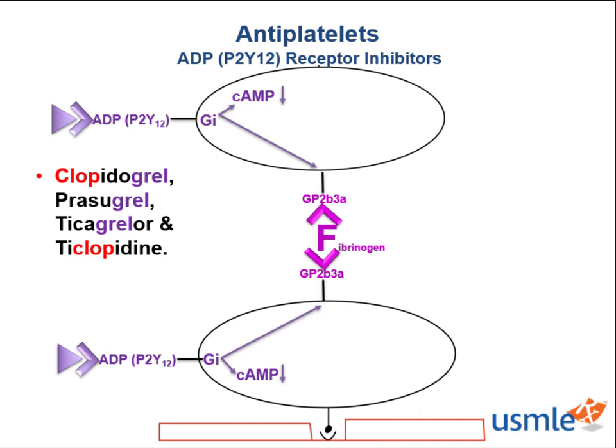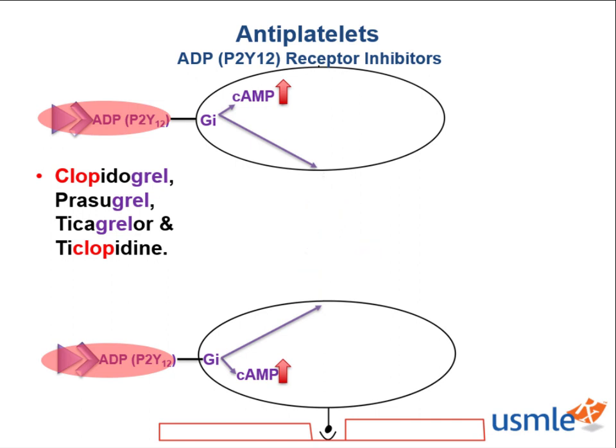Logically, it makes sense to inhibit the ADP or P2Y12 receptor, decreasing all downstream signaling. Ultimately, this would lead to increased cAMP levels and decreased expression of the GP2B3A or fibrinogen receptors. The names of these agents are shown here, with three of them sharing the grel in their names, specifically clopidogrel, prasugrel, and ticagrelor. Moreover, ticlopidine and clopidogrel share the clop in their names, as highlighted in red.